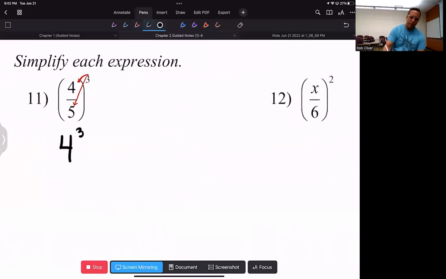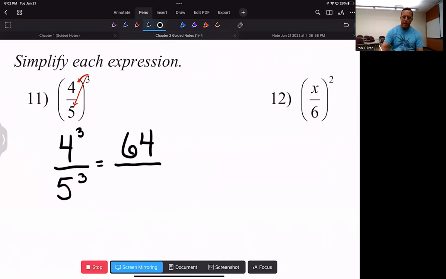So that's what you have. We have 4 to the 3rd power over 5 to the 3rd power. And then we might as well work out the top and the bottom. So the top is 64 and the bottom is 125. And that's in lowest terms.